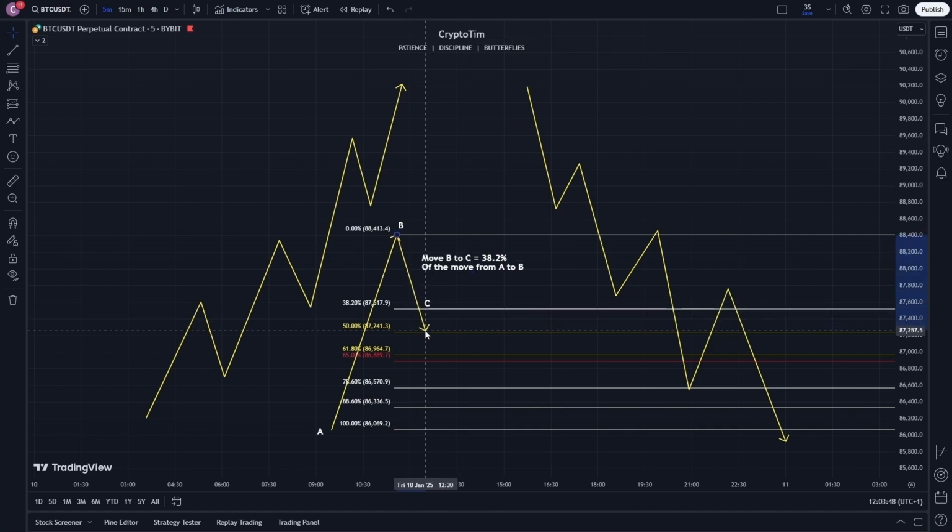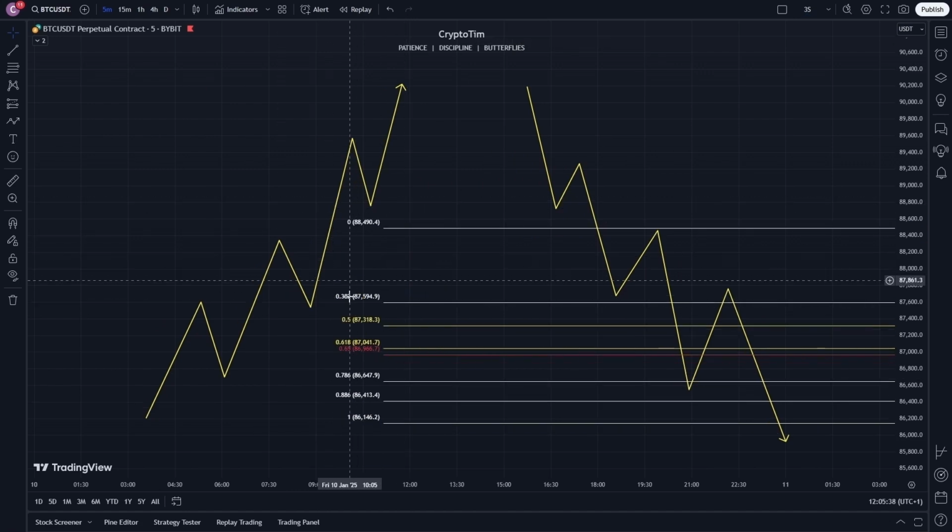So if it goes to the 50%, that means your B to C move corrected 50% of its total move A to B. If it goes to the 618, that means 61.8% of the total move got corrected. And it's nothing more than that, just a percentage of your initial move.